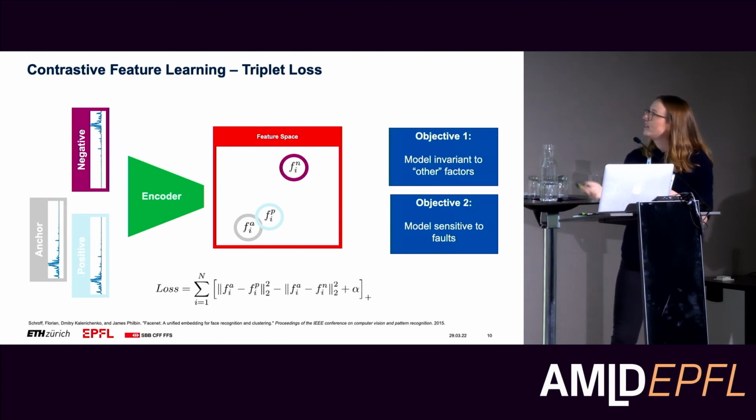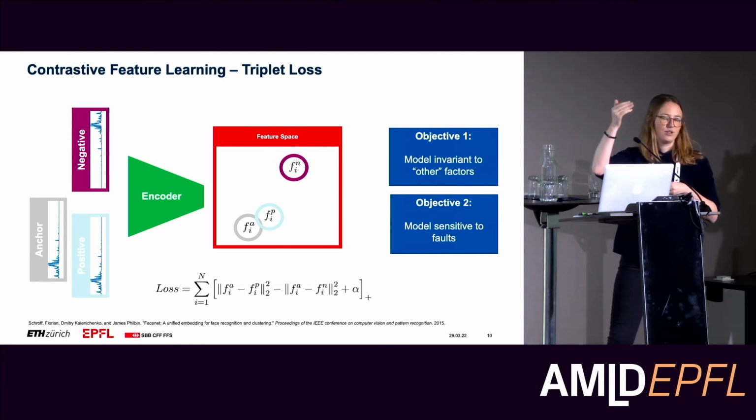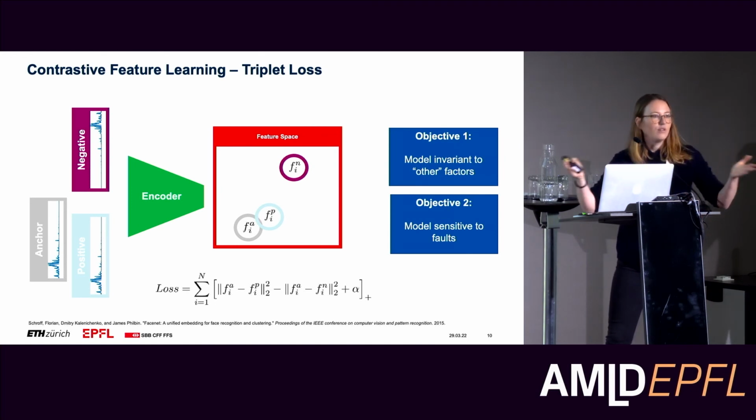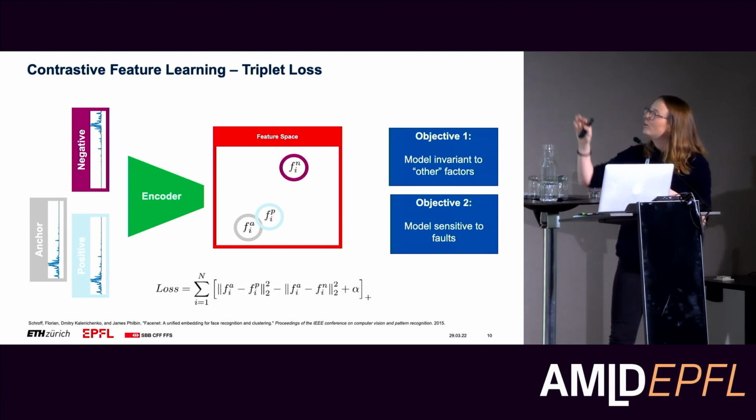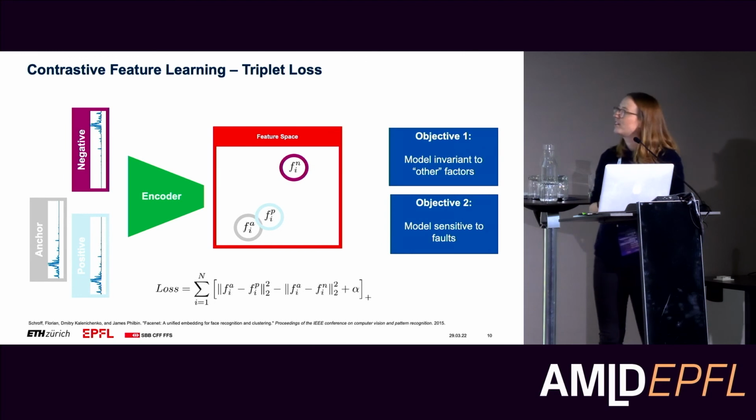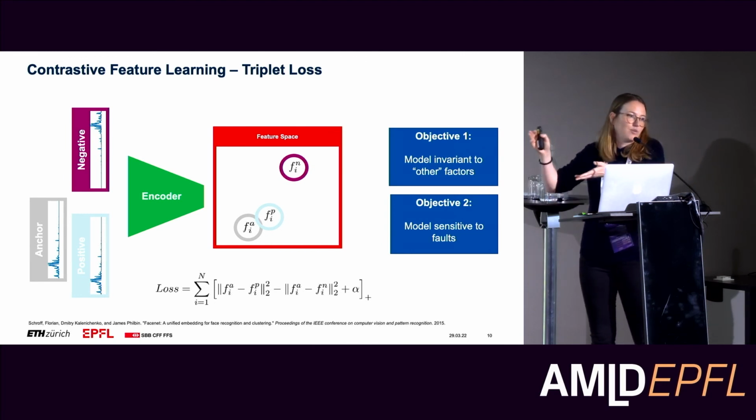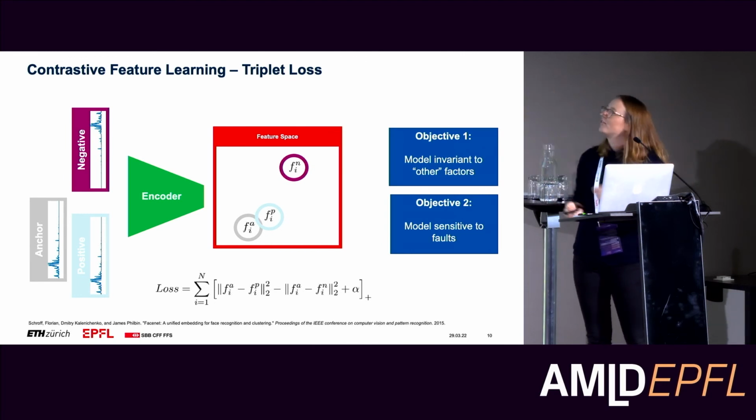And this is how we train the feature space. And how do you select the positive and the similar samples? Of course, satisfying both of these objectives is easier the more representative your data is. So let's assume we have a data set representing all future fault types and all other variations that we can have. We can satisfy that objective function, and we will most probably have achieved both of these objectives.